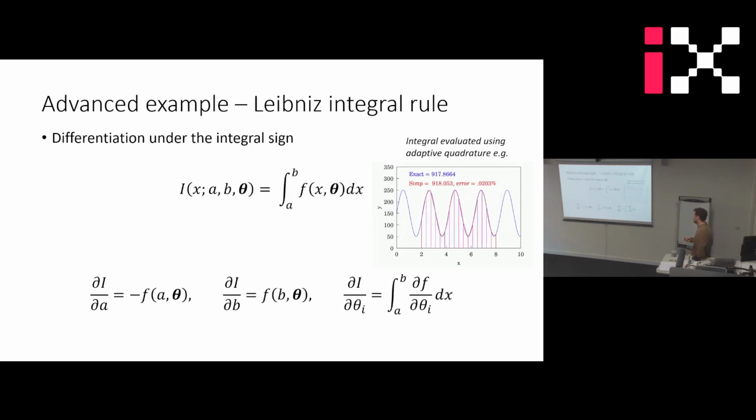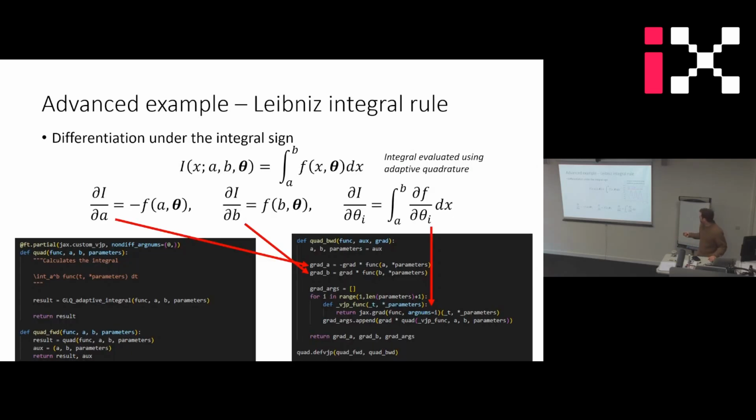So these are the derivatives that we want to know. An important fact is that for the derivative with respect to theta, we can take it inside the integral sign. With that, we can now write a program that follows Leibniz integration rule, for example. So we've got something that computes the adaptive integral, and we want to get the gradients from it. We can get the gradient with respect to a and b very easily because these are just minus f(a) and f(b). The complicated one is the gradient with respect to theta.